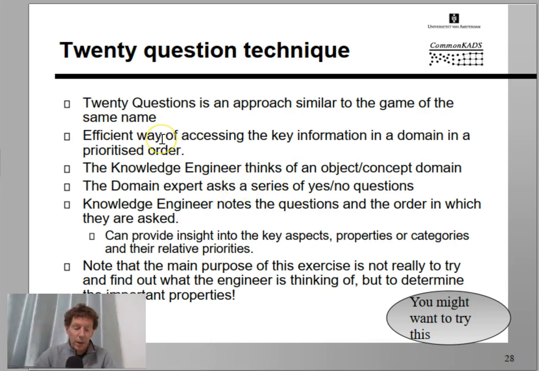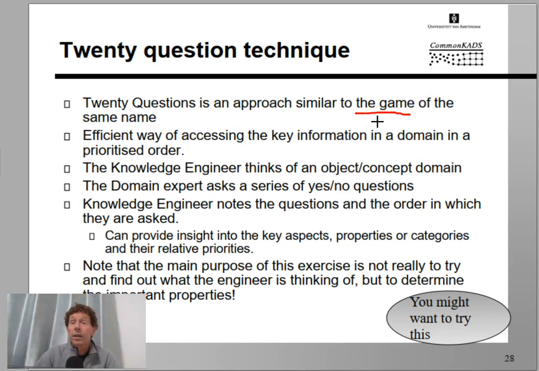So 20 questions is actually named after a game that you may have played as a child. So one person keeps something in mind, like a dish or an object or an animal, and the other persons have to ask questions to guess what the other person has in mind, right? And they can only be yes or no questions.